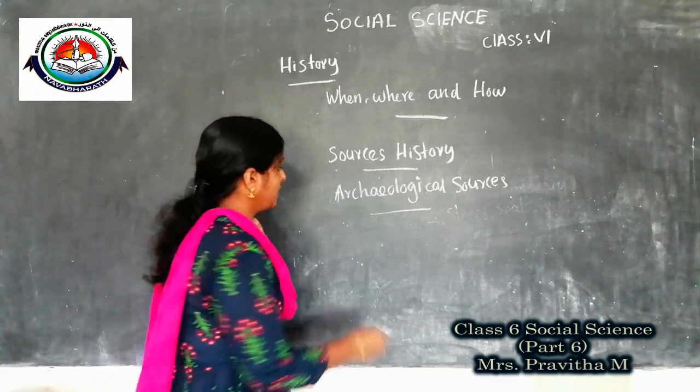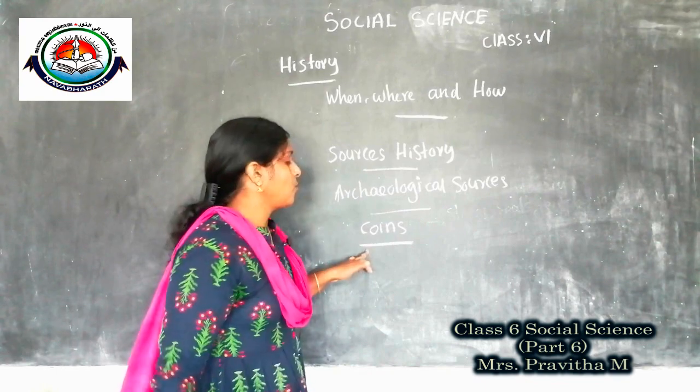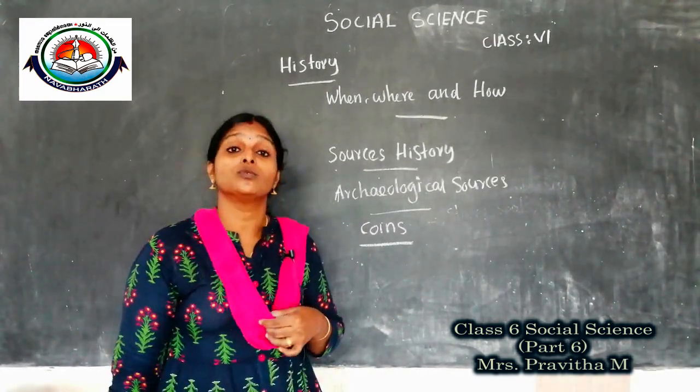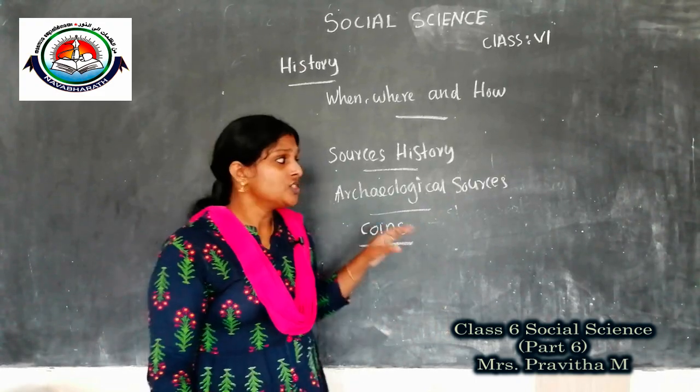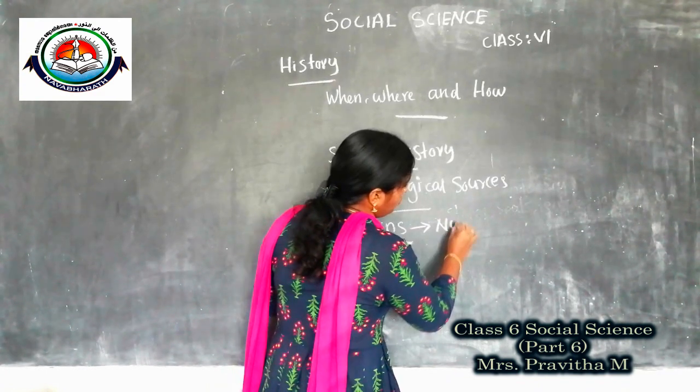The next source of history is coins. Coins are an important source that historians use for writing history. The study of coins is known as numismatics. So what is numismatics?